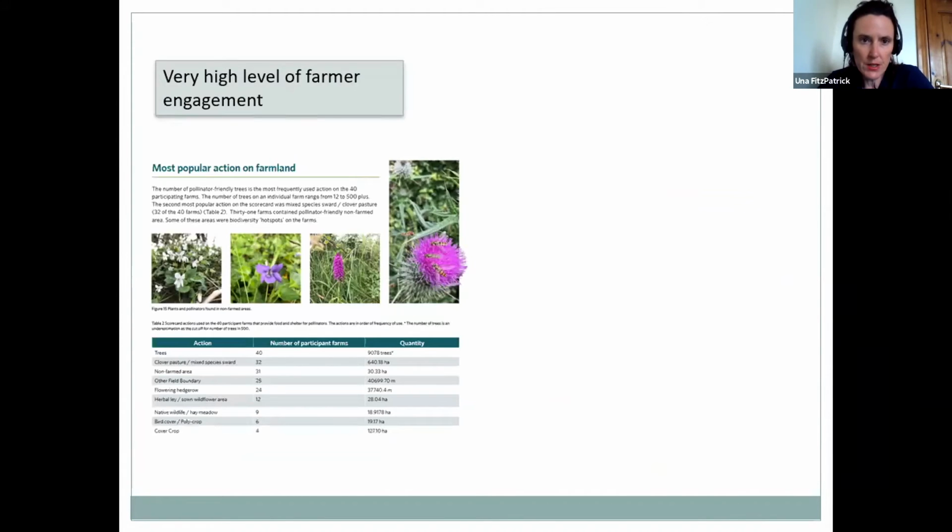Farmers are really engaged. So there's 40 farmers within this pilot project. They're really engaged and they're really enthusiastic and they're really willing to work with us to learn and to improve so that we can do that together. And again, you can see there just the most common actions that they're taking. So trees and clover pastures and so on.